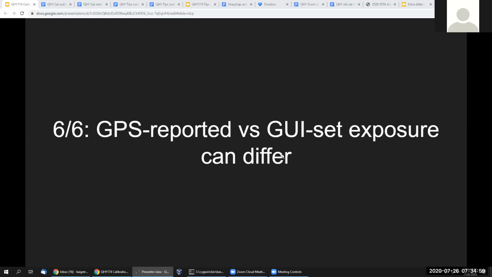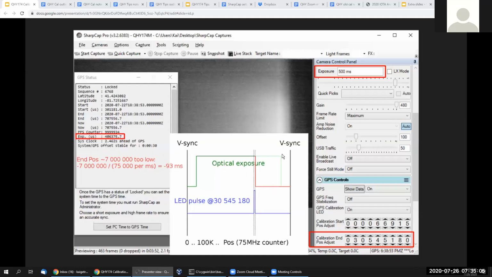Okay, so the last of my first 6 big problems: the GPS-reported exposure can be off. Here I've calibrated a profile really low, and as you can see, I set an exposure of 500 milliseconds, but the GPS is reporting 406 milliseconds. That's clearly well off. This kind of problem happens basically where you'd expect if you whack the end pause way down. It turns out that end pause is where you're telling it the optical end of exposure is. So I set it way down by 7 million. Basically I'm setting it earlier, and I'm telling it, no, you think it's 500 milliseconds long, but really it's stopped now. So it's timestamping it then because we told it to.